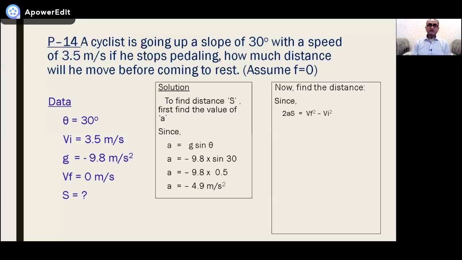We will rearrange it since we have to find S. So A and 2 are useless there, so we will transfer them to the other side. It will become S is equal to VF square minus VI square upon 2A. Clear?